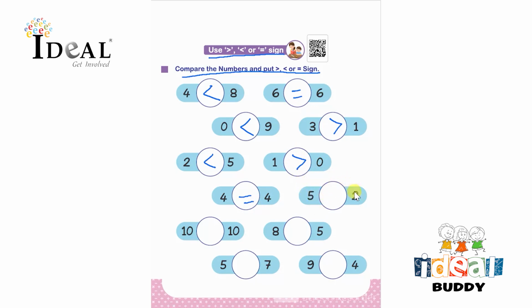Next is 5 and 2, so 5 is greater than 2. After that it's 10 and 10, so 10 is equals to 10. After that it's 8 and 5. So 8 is greater than 5. After that it's 5 and 7. So 5 is less than 7. After that it's 9 and 4. So 9 is greater than 4.